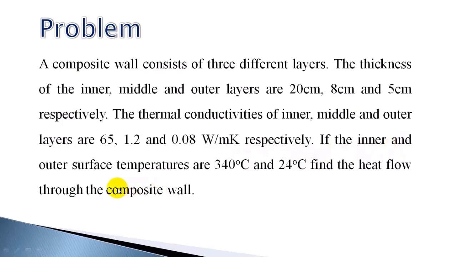If the inner and outer surface temperatures are 340 degrees centigrade and 24 degrees centigrade, find the heat flow through the composite wall. So we have a composite wall with thicknesses 20 cm, 8 cm and 5 cm, and thermal conductivities 65, 1.2 and 0.08 watts per meter Kelvin, and the temperature on either side is given. You have to find out the heat flow.